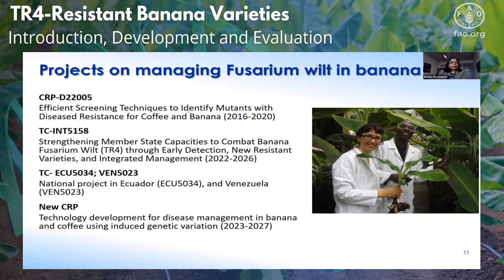At the same time, when the disease was reported most recently in Peru in April 2021, we were approached by the secretary of the Andean community, and the foreign minister from Ecuador presented a request to the DG of IAEA to provide emergency support to address TR4. Within a month, we were developing a project and implementing activities to identify immediate needs and address the immediate requests from member states of the Andean community. Then the project grew bigger. This is the INT5158 project, which now includes 13 countries, and this just started in 2022.